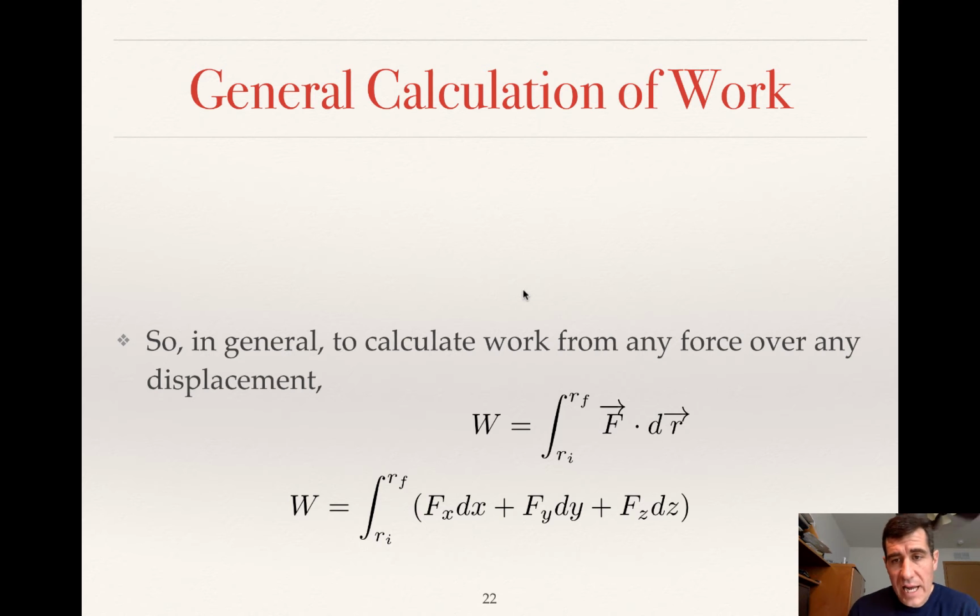Okay, so now that we know that, we can have a general formulation of work. This works for any force, whether it's changing or not, over any displacement. So to calculate this work, it's going to be the integral from the initial position r sub i to the final position r sub f of the vector force F dotted into the little element of displacement dr. And we could also write this in terms of components: integral from r sub i to r sub f of Fx dx plus Fy dy plus Fz dz.